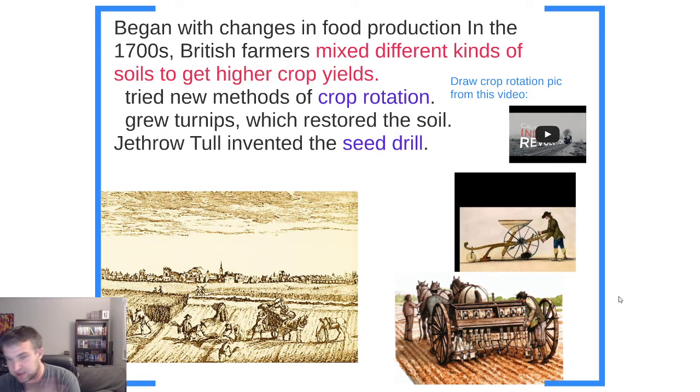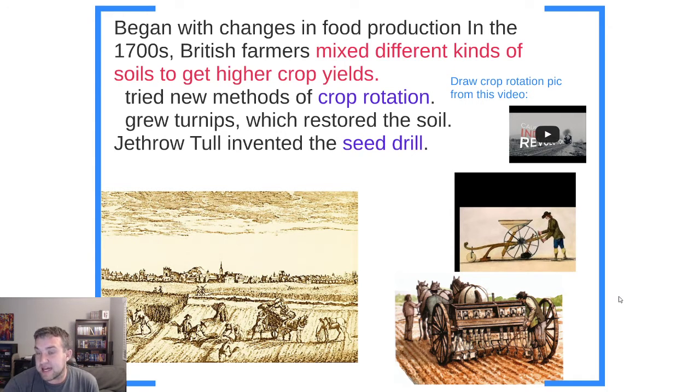and I've got this video. I'm sure I'll link it on Canvas. Crop rotation is this strategy where in one year you'll grow wheat, and then in the next year you'll grow turnips. In the next year you'll grow clover, and then in the next year you'll grow, I think it's wheat again. And then you just keep cycling through the same crops over and over and over.